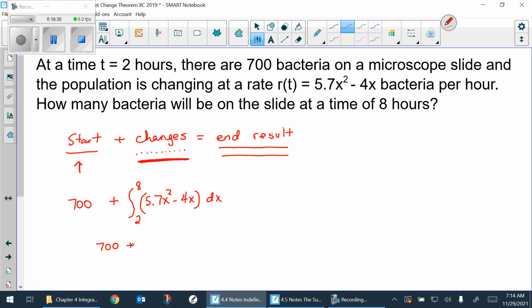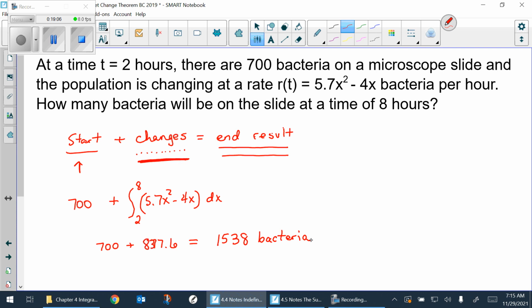When I did this, I got 837.6. Now we're talking about living things, these bacteria. So I think I would round up. When I get 1,537.6, I think I would round that to 1,538. I think if you truncated it, you wouldn't be wrong either. And since units were given, I'll supply units as part of my answer.